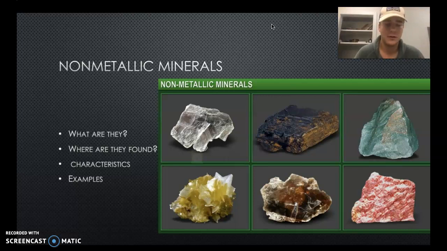Characteristics of these include they're not so good at conducting heat or electricity. They're wide ranging in terms of hardness. They don't have any luster. And when they're melted down, they don't really leave anything behind. Some good examples of these include limestone, granite, salt, gypsum, micas, etc. The list could keep going.